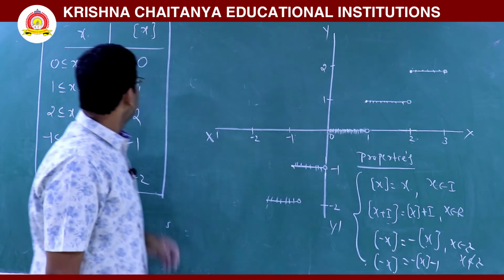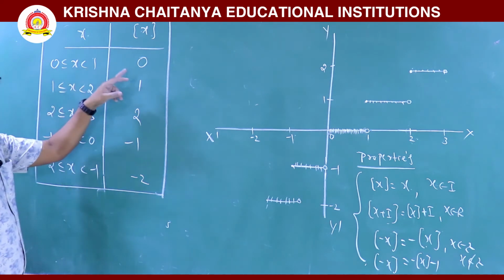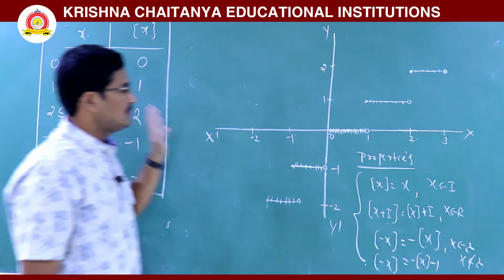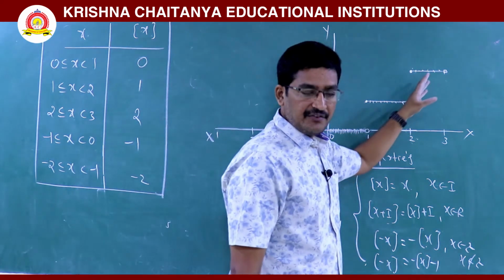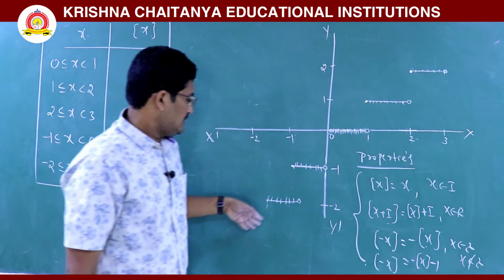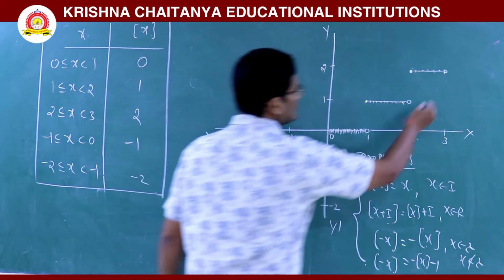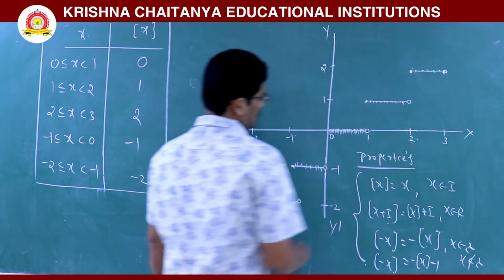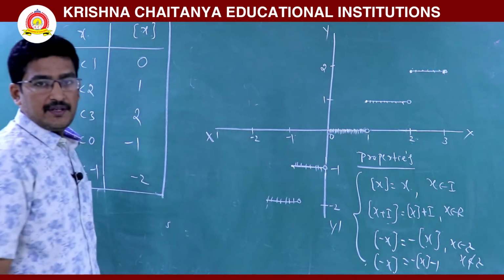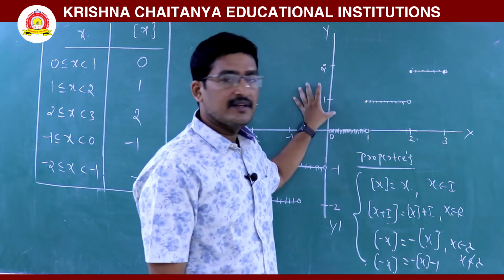According to this table, we just have to observe. If x lies between 0 and 1, floor is 0. If x lies between 1 and 2, floor is 1. According to this table, we have to draw this graph. This graph looks like steps. Suppose you draw this graph continuously, we are getting so many steps there. So we call this greatest integer function the step function.